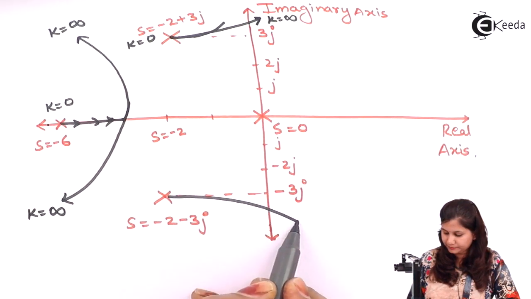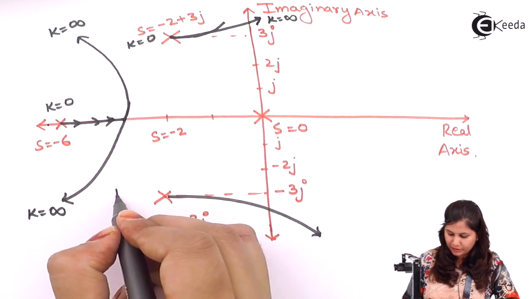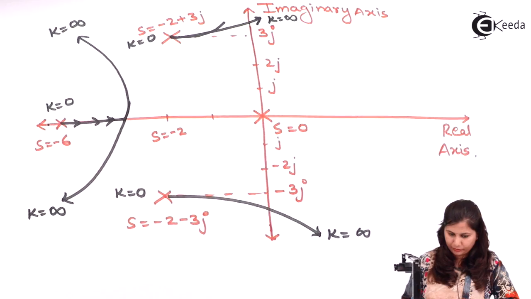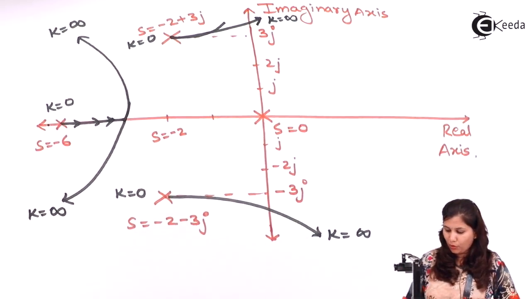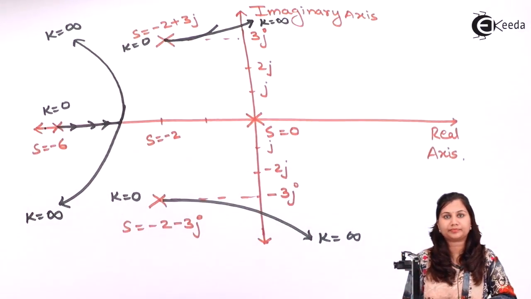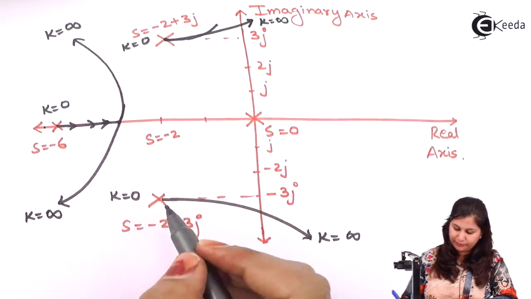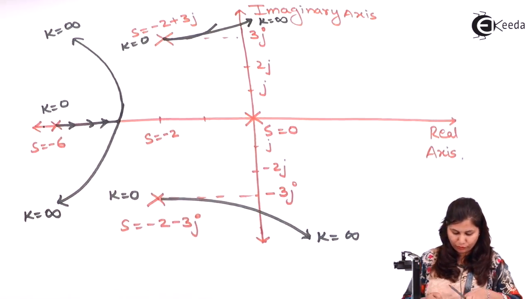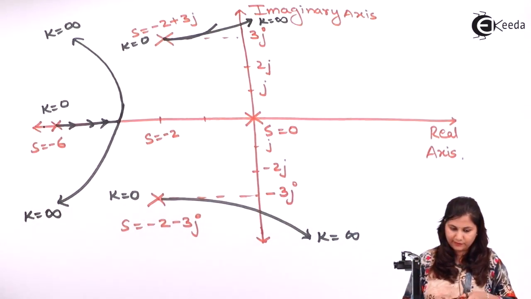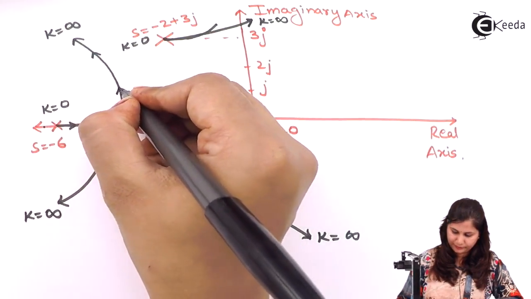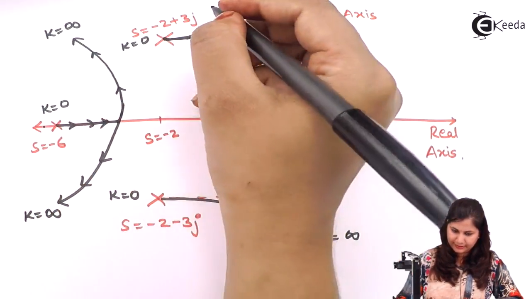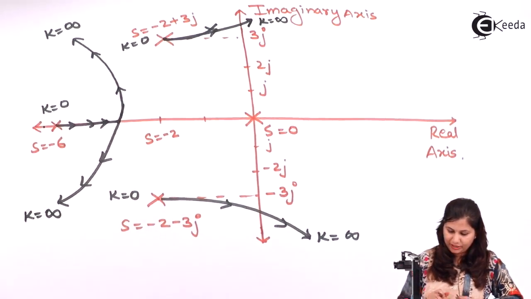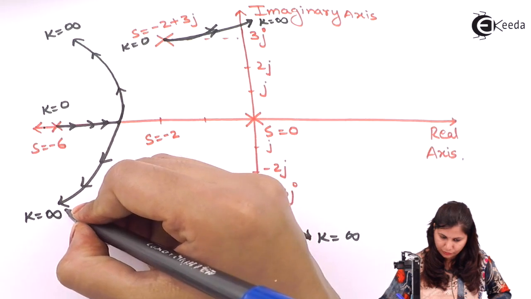Similarly here, starting from k equals to 0 and terminating at k equals to infinity. Okay. Now for all these, so for these 4 branches, we are having asymptotes. Its direction is like this, and its direction is like this. We are having asymptotes, so we will draw these asymptotes here.